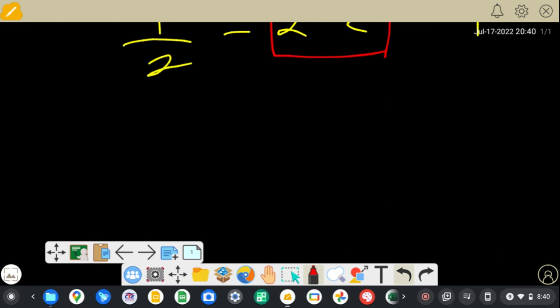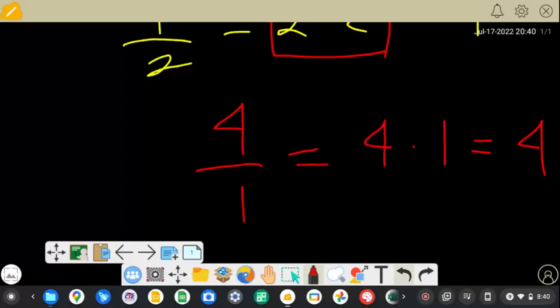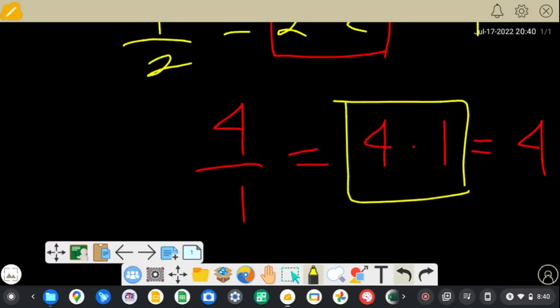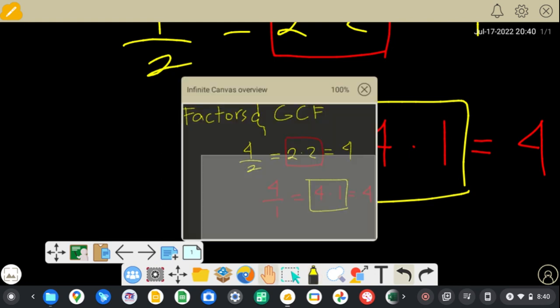Another thing, 4 divided by 1, we have 4, and when we multiply it by 1, we will get 4. 4 and 1 are factors of 4. Okay, so that is factor or factors.